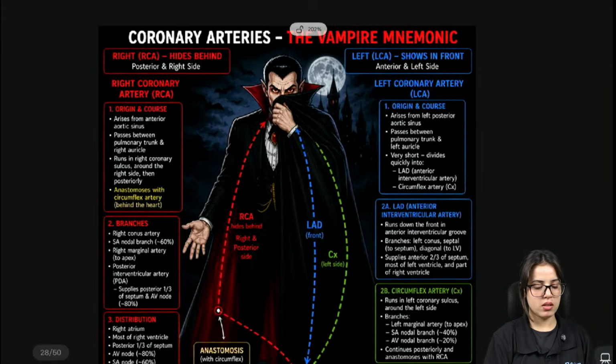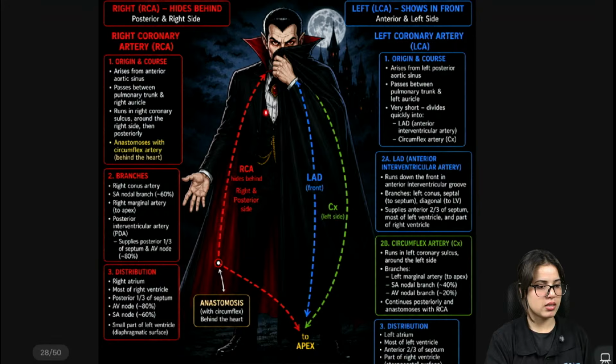I've made this with the use of AI. I've made a small mnemonic, a vampire mnemonic, to make you understand the coronary arteries. For example, this vampire guy is the heart. This part is open. So just focus on the cape. The cape of this vampire is the coronary arteries.